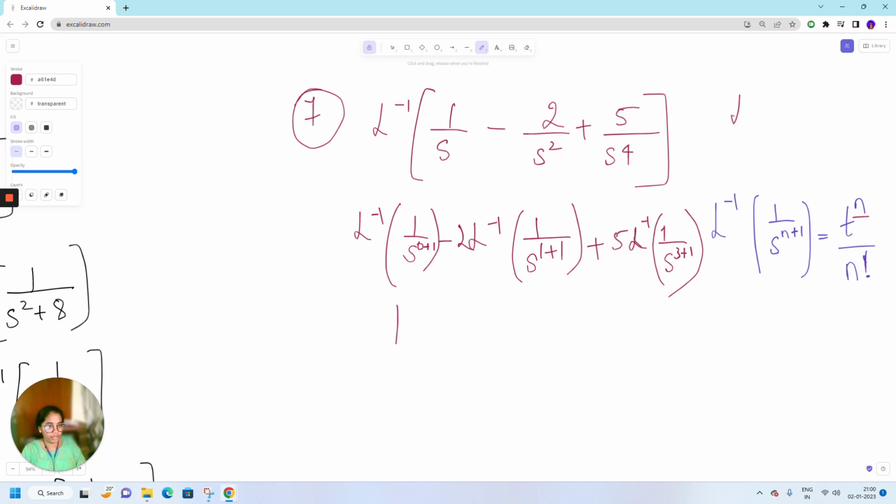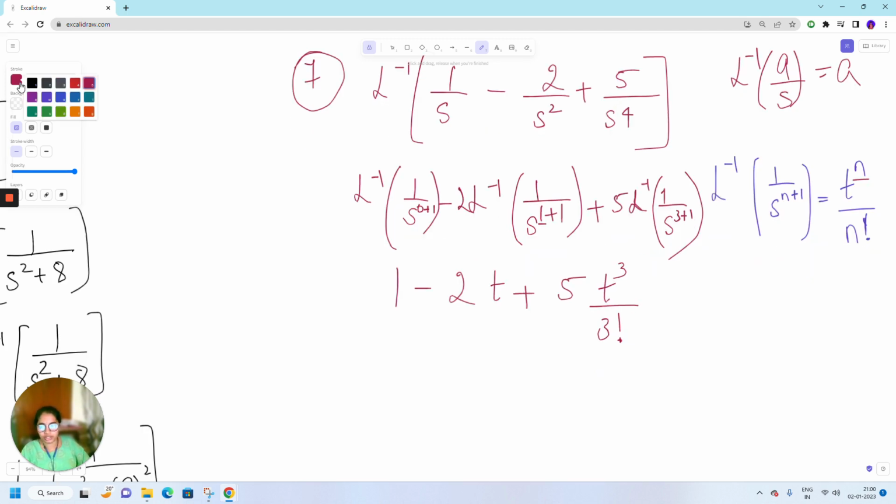What was the formula? Laplace inverse of a divided by s is what? A. Minus 2 into, in place of n I have 1. So that would be t divided by 1 factorial plus 5 t cube divided by 3 factorial. This is our Laplace inverse of the given question.